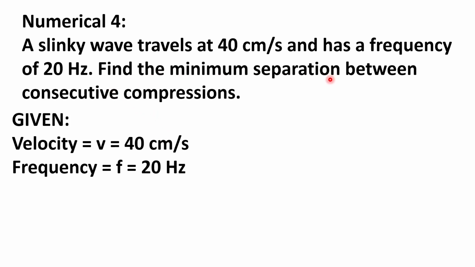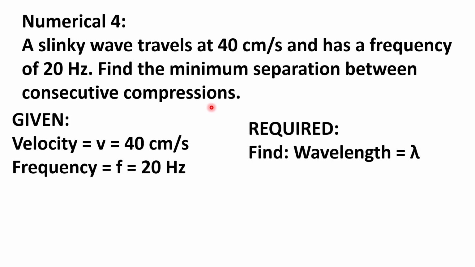Find the minimum separation between consecutive compressions. So we have to find out the separation between consecutive compressions. So basically, it means that we have to find out the distance, and we can calculate or measure the distance in the form of wavelength, and the wavelength is represented by lambda. So now we have the required value, wavelength, and velocity and frequency are given.